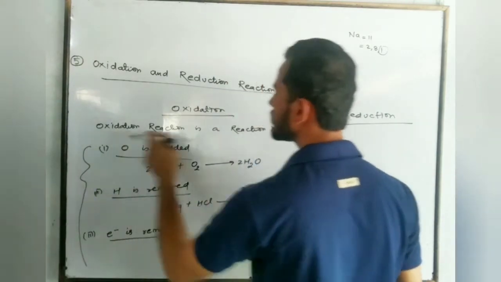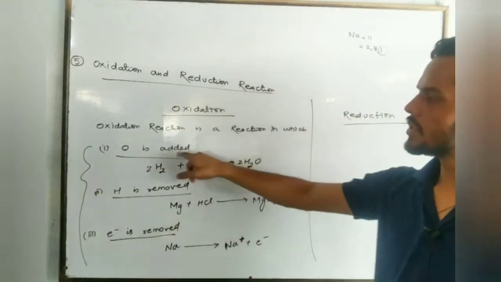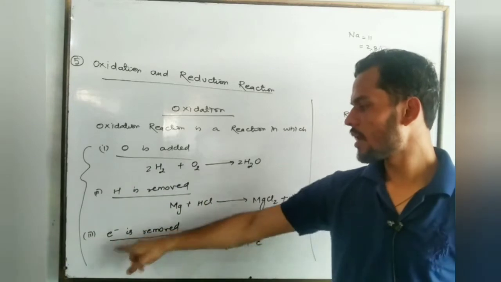So oxidation reaction is a reaction in which oxygen is added, hydrogen is removed, and electron is removed.